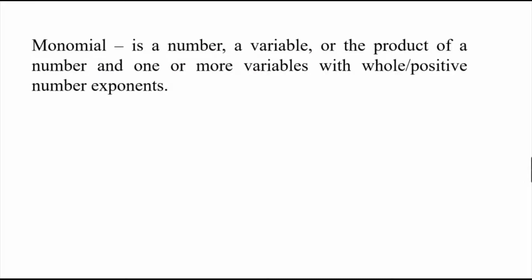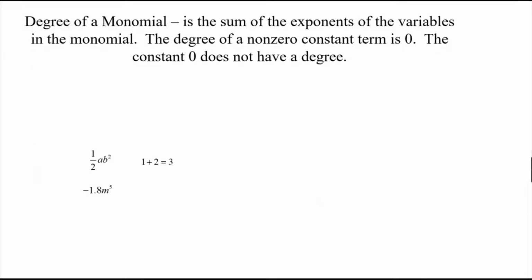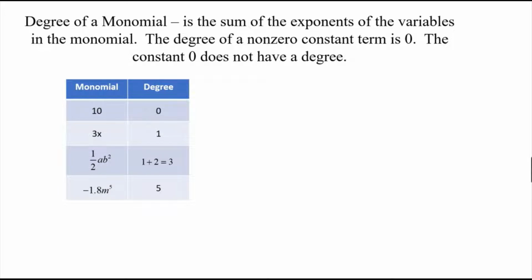Monomial. Monomial refers to a number or a variable or a combination of a number and a variable with whole and positive exponents. For example, we have 5x raised to 2 or negative 7x or 2/3 ab. These are examples of monomials. Now, to find the degree of a monomial, we only have to get the sum of the exponents of the variables in the monomial. The degree of a non-zero constant term is 0, and the constant 0 doesn't have any degree.